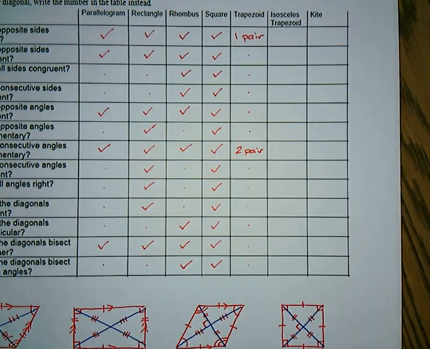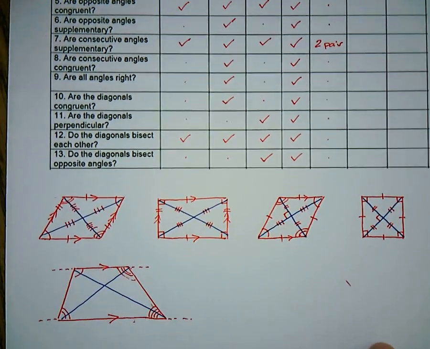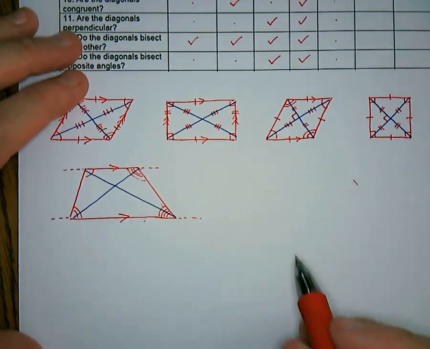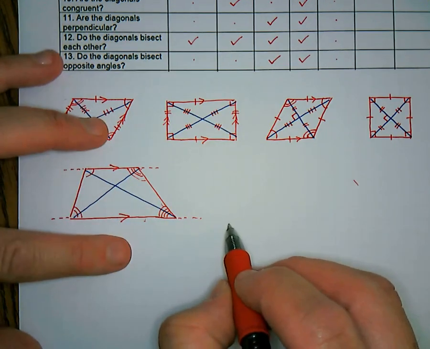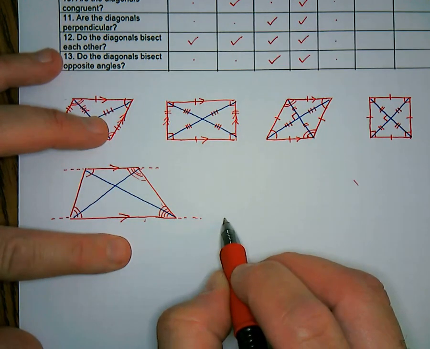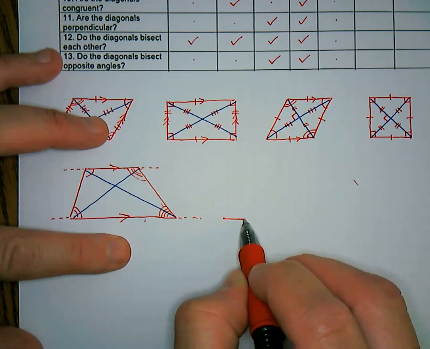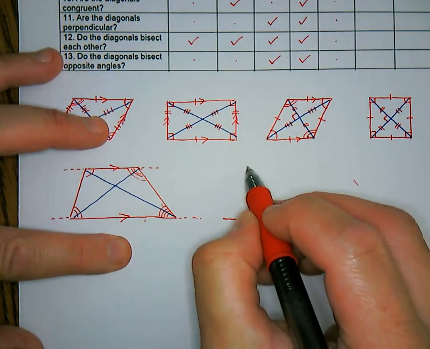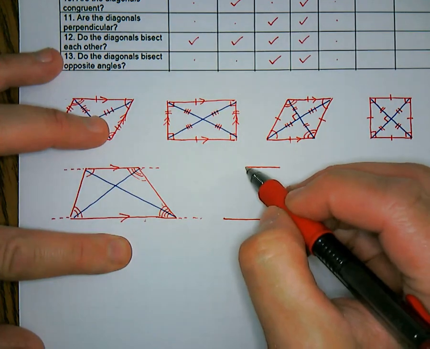An isosceles trapezoid. Now, if this is a trapezoid, what's an isosceles trapezoid? Well, previously in life, we saw an isosceles triangle. An isosceles triangle had two sides that were congruent. So let's make two of the sides congruent.